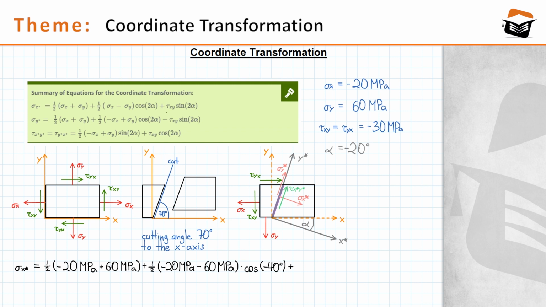Plus tau xy, which is minus 30 megapascal. So I'm gonna put a bracket and write down minus 30 megapascal. Times the sine of minus 40 degrees. And the value of sigma x star is equivalent to 8.64 megapascal.